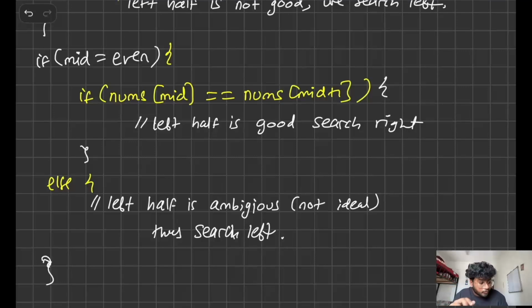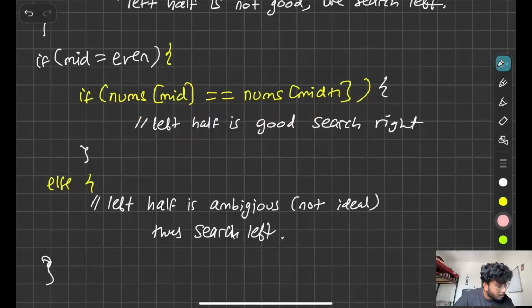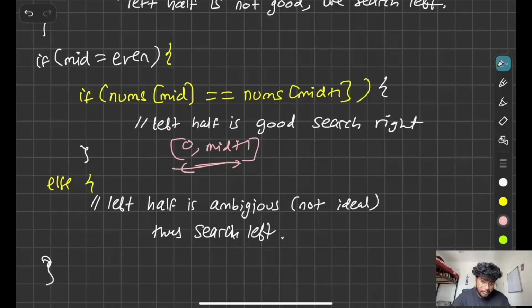So if my nums of mid is equal to this, then I can say this whole left half, and by left half I'm talking about 0 to mid plus 1, you can see, right? All elements in this half are paired, right? If all elements here are paired, then I can say that the left half is good. I know that my answer does not lie in this left half. I need to search right. So we will search right here.